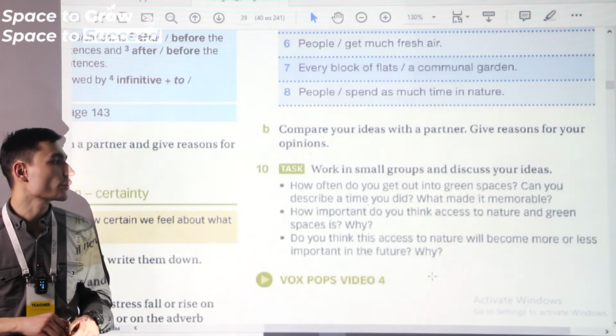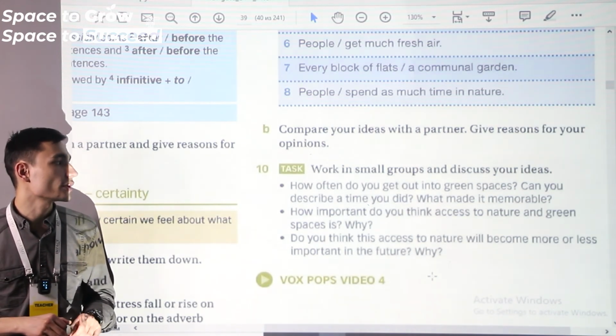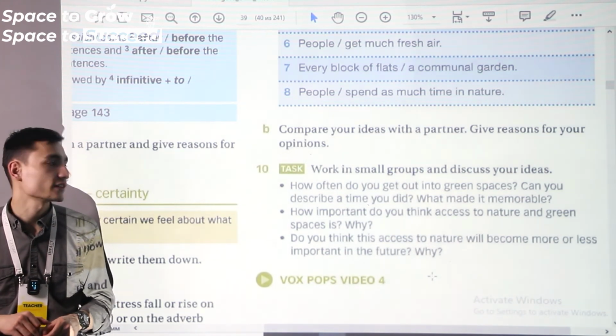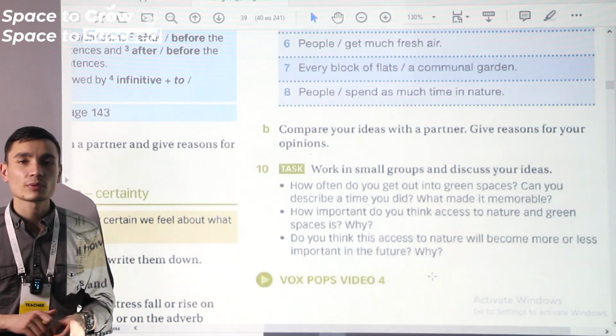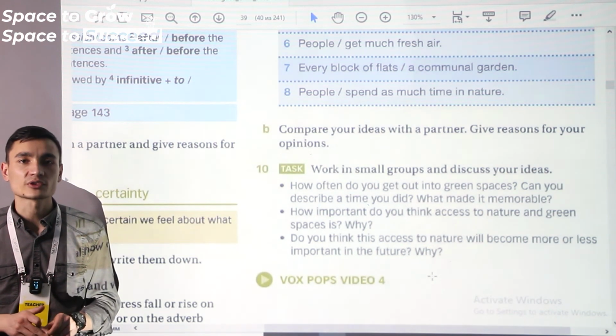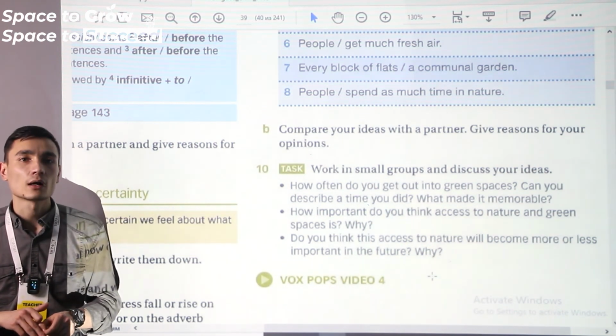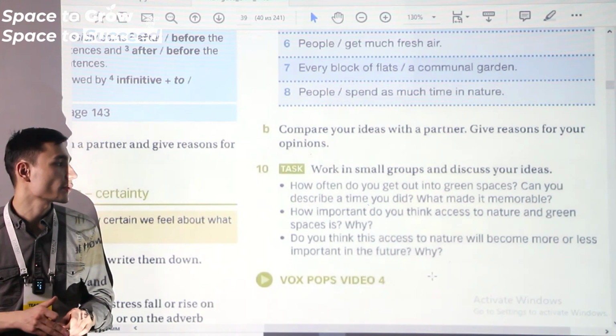And I think it's really important to have access to nature and green spaces because sometimes city life can be really stressful because it's too fast and people may need some rest from this kind of life, and these places may come in handy and may be really beneficial in this kind of situation.